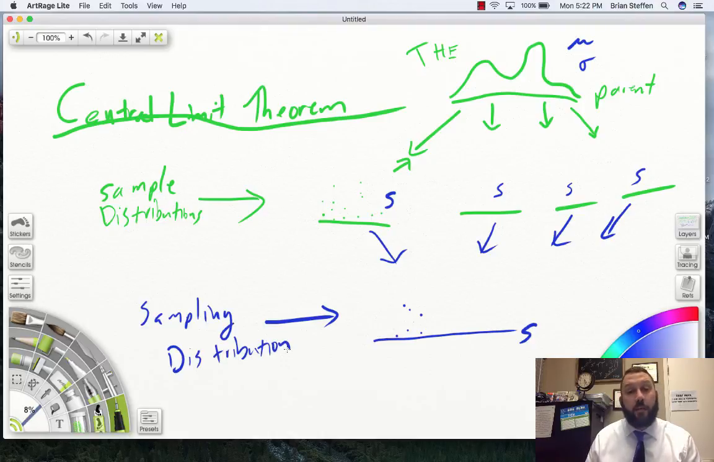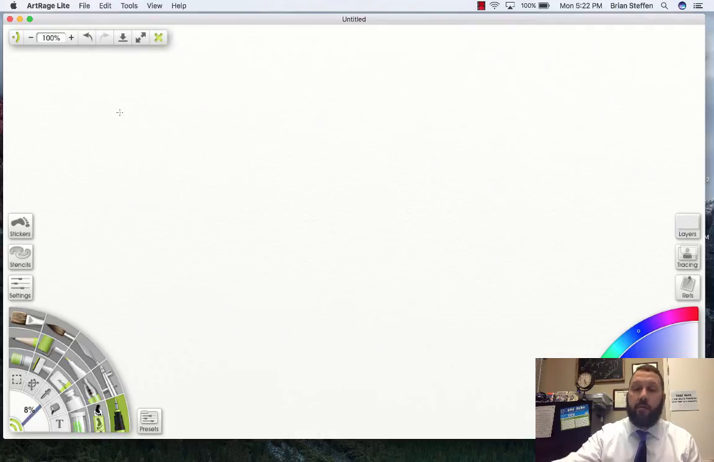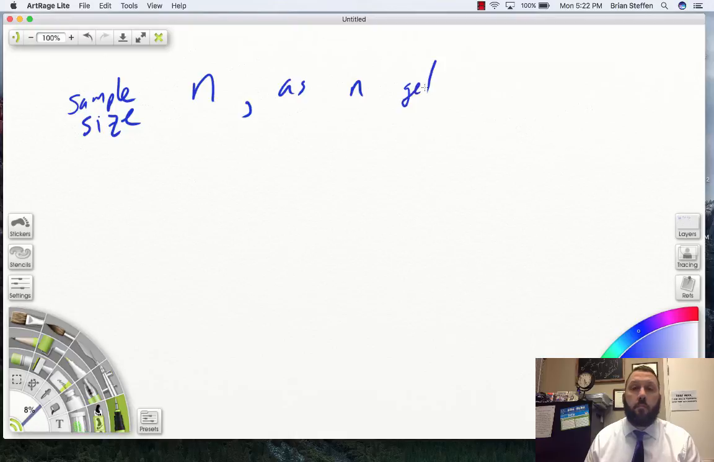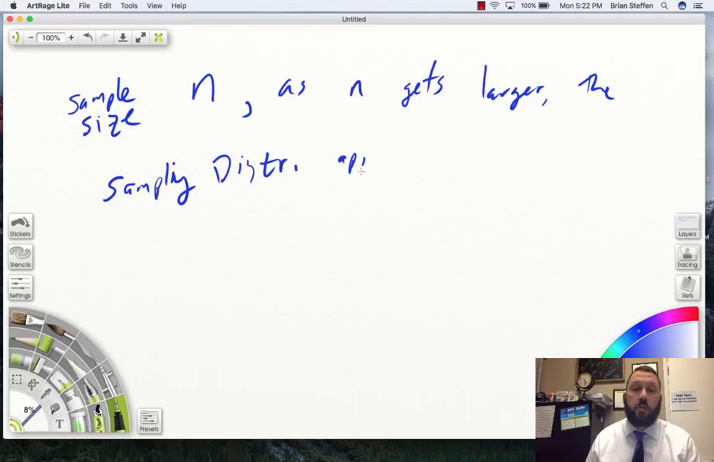Okay, that all being said, what the central limit theorem tells me is that if I have a sample of size n, as n gets larger, the sampling distribution approaches a normal curve. Okay, so what does that mean? Let's take a look.